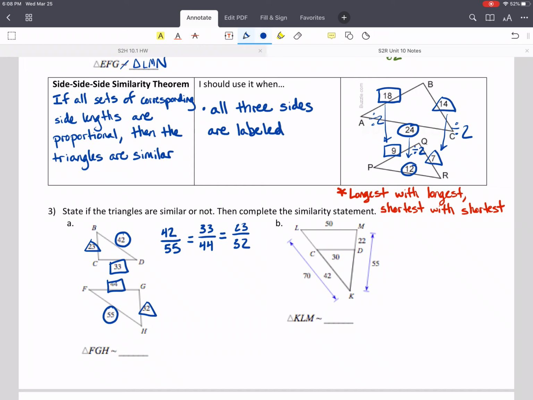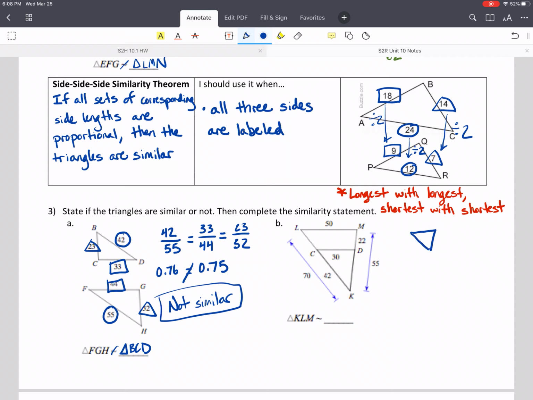So 42 divided by 55, 0.76, and then I have 3 6 repeating. 33 divided by 44, that's 0.75. Not the same. I don't even need to check the last one because I know they're not similar. So let's see, F, G, H, B, C, D. Not the same. Okay. Once again, on this one, I have 2 triangles.